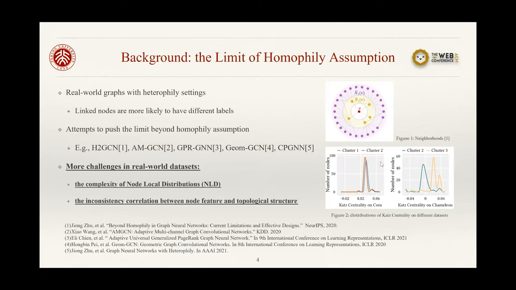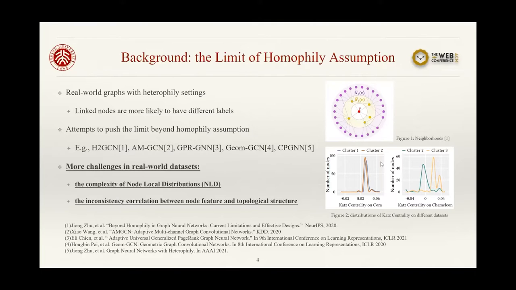From our perspective, though, homophily and heterophily are both extremely simple measurements of node local distributions, or for short, NLD, because they only consider the labels of the graphs. In real-world graphs, topological structure, node feature, and positional identity play a more crucial role, and together they result in the complexity of NLDs. To show this, we visualize the card centrality, a measurement of the topological structure of nodes, to show two situations in real-world datasets.